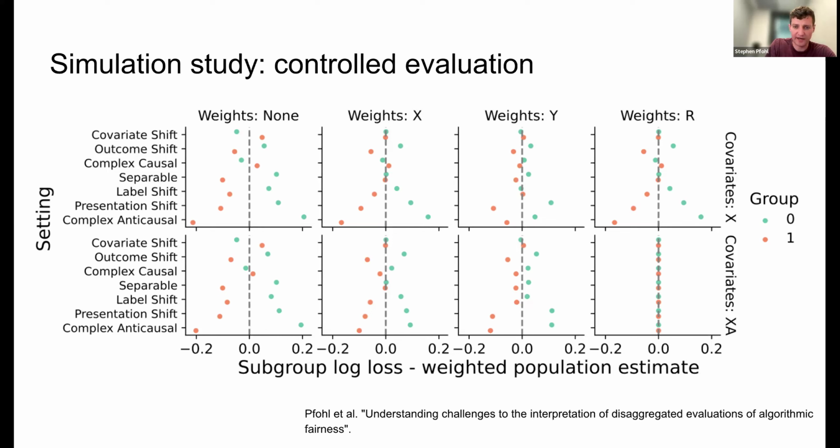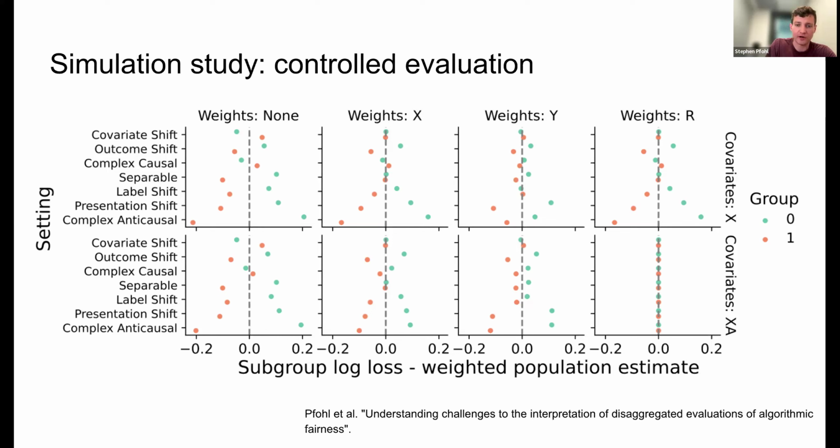And then when you control for X, you see that this difference in performance is 0 in both the covariate shift and the separable case, but not others. When we control for Y, we see that we do get equal performance under the label shift graph. We see that it does actually limit some differences in performance under the covariate shift graph and the complex causal graph. I'm not showing these results here, but when you look at a broader set of metrics, you see that control doesn't apply to all metrics.